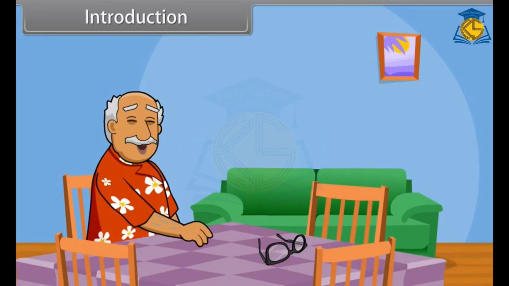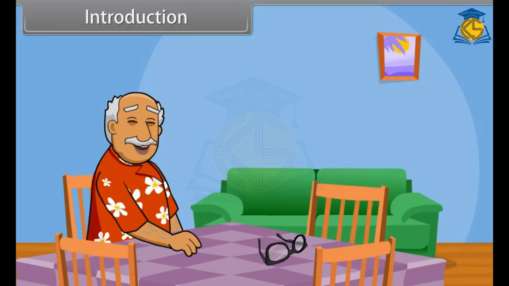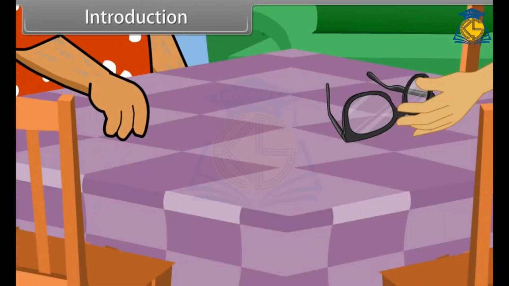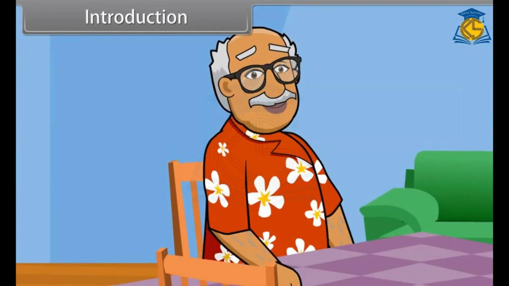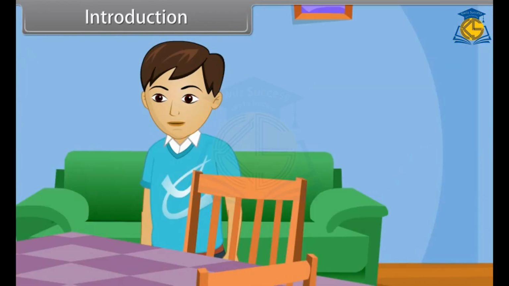Aditya, did you see my specs? I'm not able to see anything without them. Yes, Grandpa. Here they are. Now I can see. So how are you today? I'm good, Grandpa. I want to ask you something. Sure, ask me. How do the specs help you to see clearly?